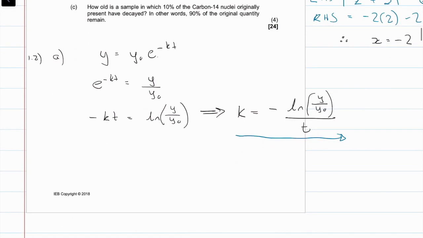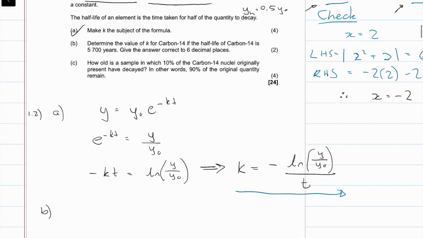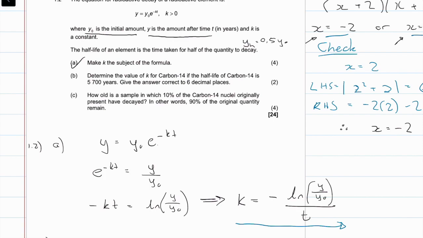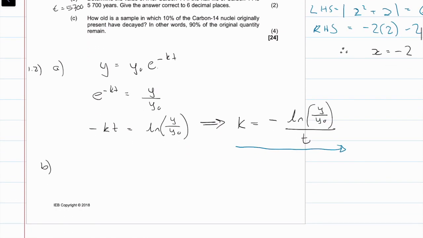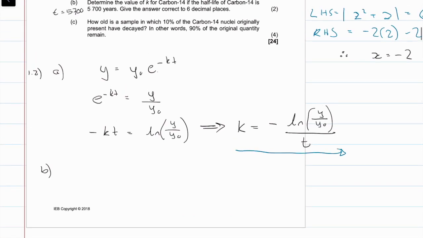Okay, part B says determine the value of k for carbon-14 if the half-life of carbon-14 is equal to 5,700 years. So T is equal to 5,700 years. And my y is equal to my y half-life, which is equal to 0.5 y naught. Give the answer to 6 decimal places. Okay, so I'm solving for k.